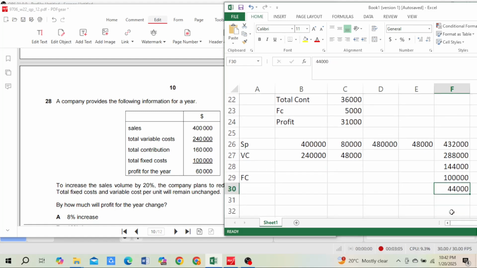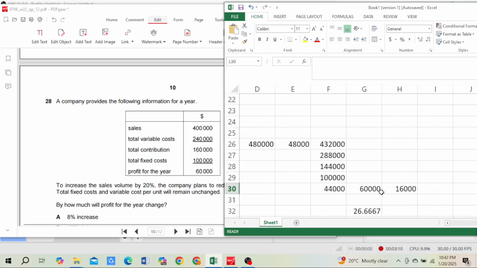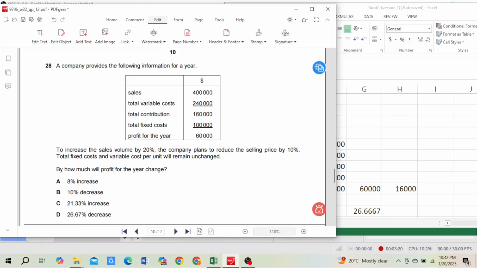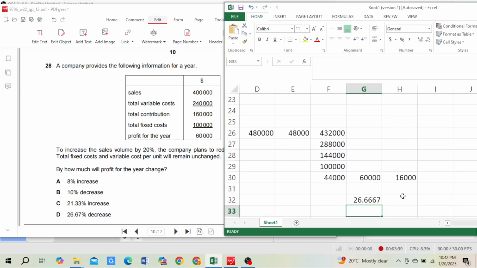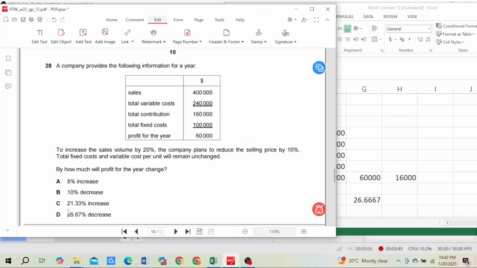As we can see, the old profit was 60,000 and the new profit is 44,000. So the difference in the profit is 16,000. The question is asking by how much the profit for the year changes in percentage. So we need to calculate what percentage of 60,000 this 16,000 is. 16,000 into 100 divided by 60,000, which gives me 26.6667, so rounded it is 26.67. So the correct option is that it is decreasing by 26.67%.